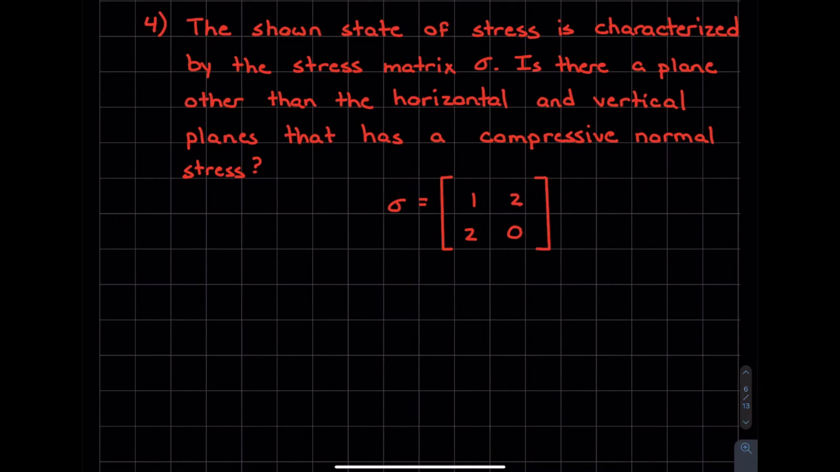Question 4 says, the shown state of stress is characterized by the stress matrix sigma. And as we can see below, we have a 2x2 stress matrix. 2x2, not too bad. If this was 3x3, no way in hell I'd try and prove this thing.